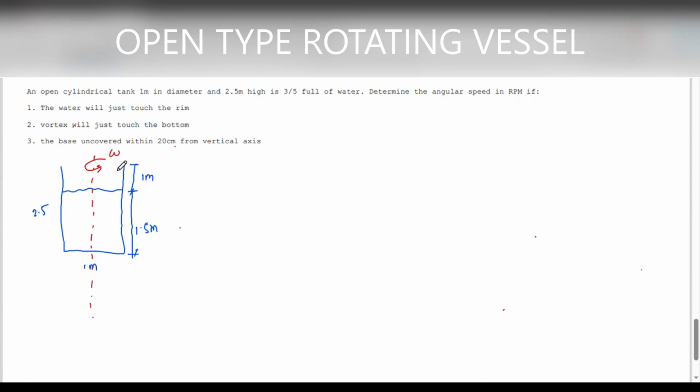By an angular speed of omega. Now, it actually uncovers a base of 20 centimeter or 0.2 meter from our vertical axis. Now, on the other side, we also have 0.2 meter from our vertical axis. So your paraboloid will actually look like this one.